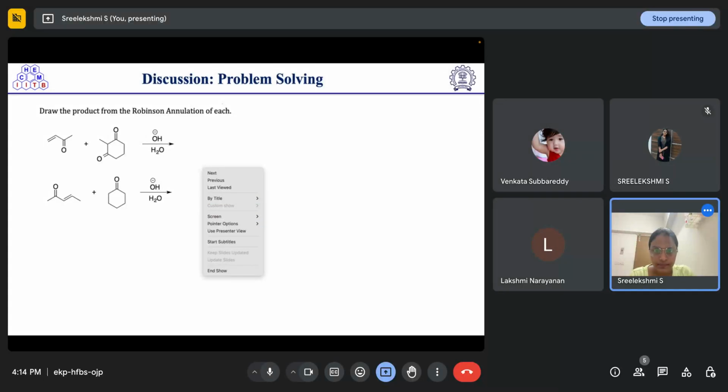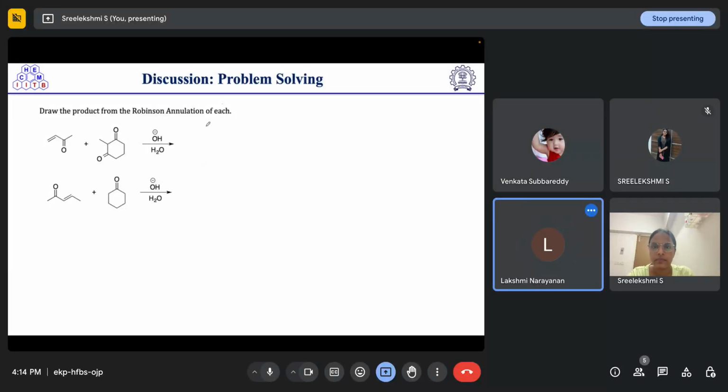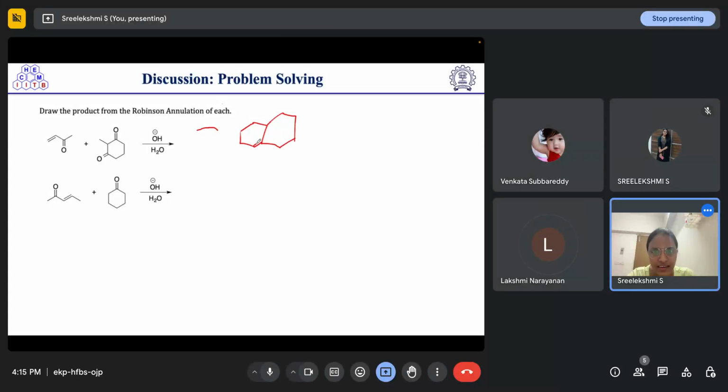We'll try to draw here. Okay, it's a little difficult to draw here. I hope you understand. Here one ketone will be there. Methyl will come here, and here will be the second ketone. So this is okay.